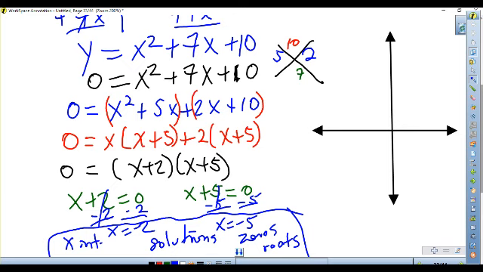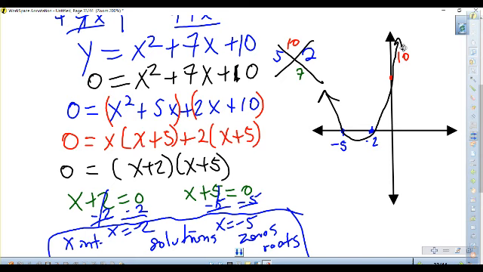Jamilette, what do I do? Y-intercept is 10. -2, -5. I'm going to go from left to right. Hands, have you got that? Okay, and you know how to check, yes? Yeah, because that's a constant.